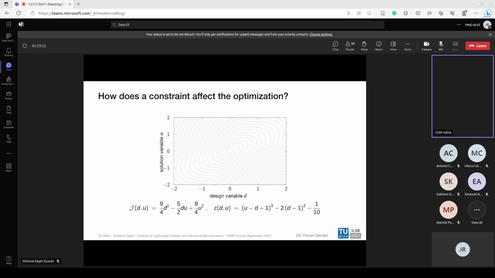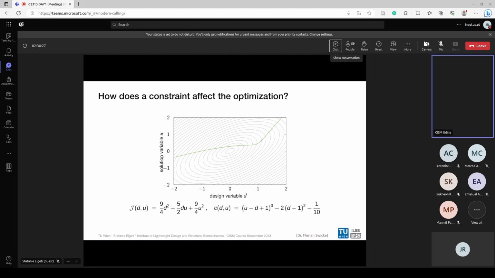So for now, this is not a PDE yet, our constraint, but it's just some function, and also our design variable is a scalar value. And our solution variable is also a scalar value. But in practice, our design variable would be some kind of shape parameter, and the solution variable would, for example, be the displacement field of our structure. So these are the two equations that we're using here.